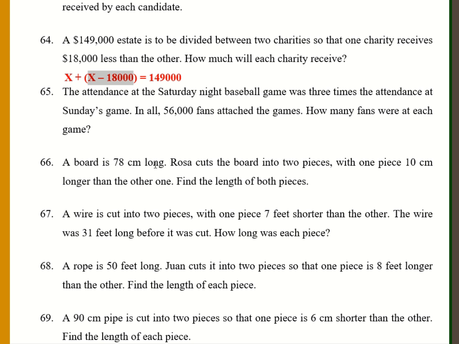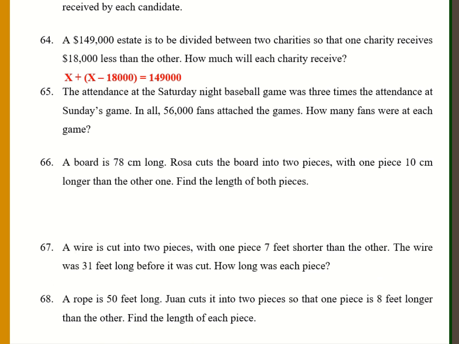A board is 78 cm long. Rosa cuts the board into 2 pieces. One piece is 10 cm longer than the other. So how do you do this? Same thing. So you are cutting it into 2 pieces. So you have X, and one piece is 10 cm longer than the other, so the other one is X plus 10, equal to 78.